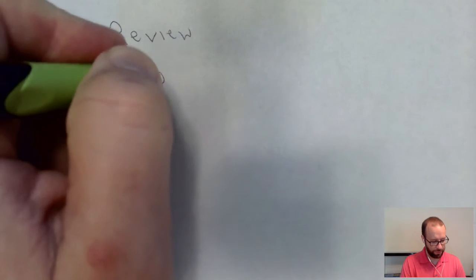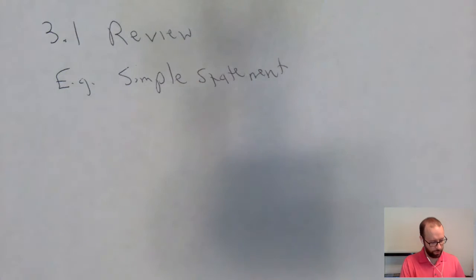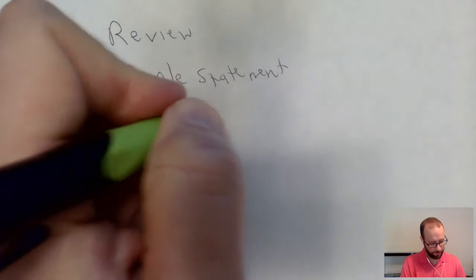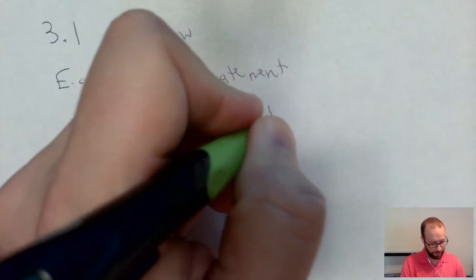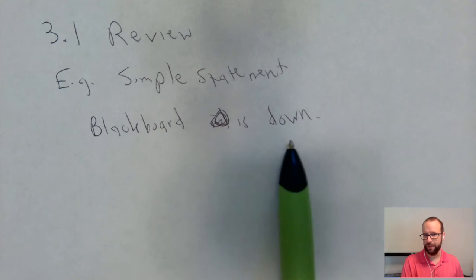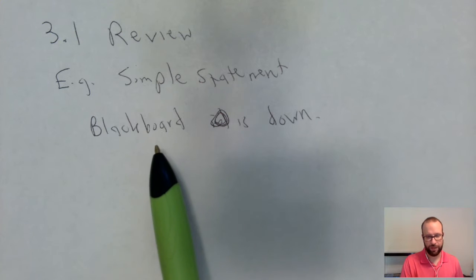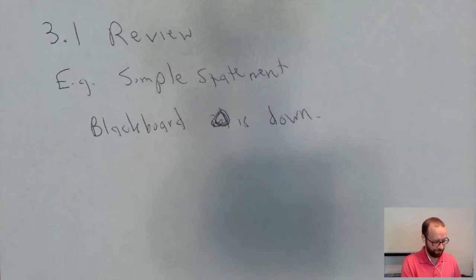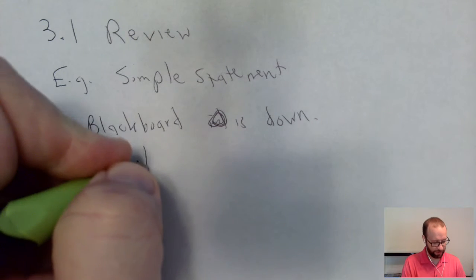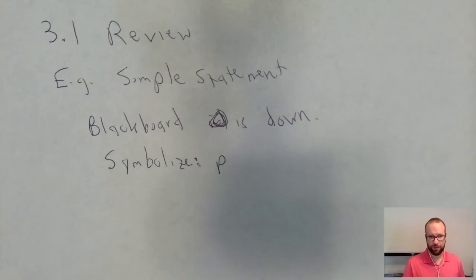So an example of a simple statement would be "Blackboard is down." Right? That's a simple statement. It makes one claim about one thing, and it's either true or false, right? And at any given time it's either true or false. We would symbolize this with just a single letter, probably P. Remember, we use P, Q, and R the most.